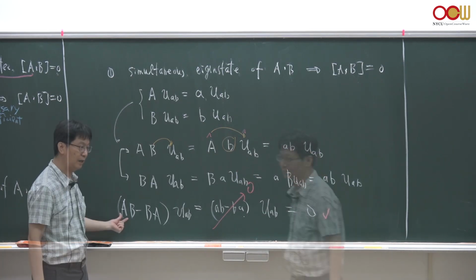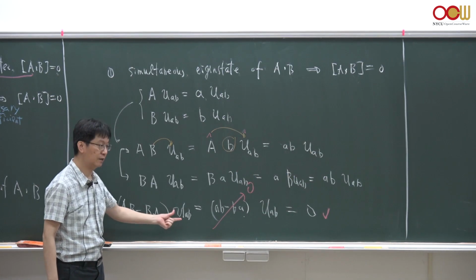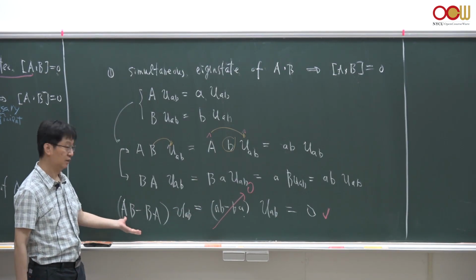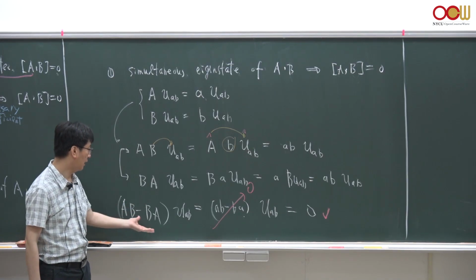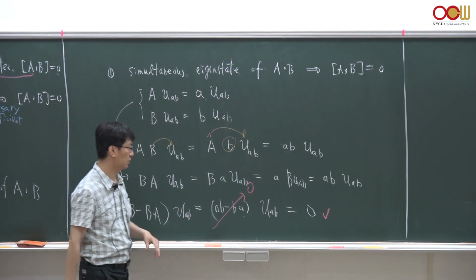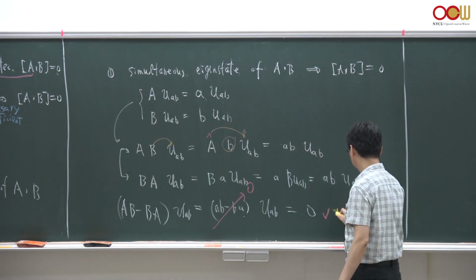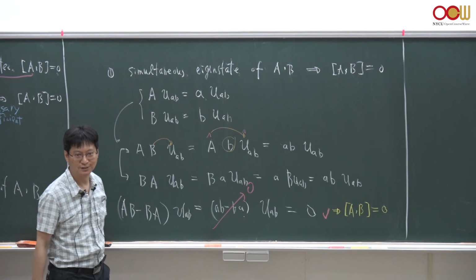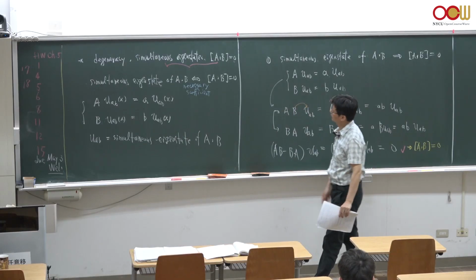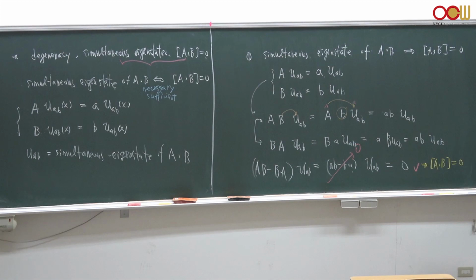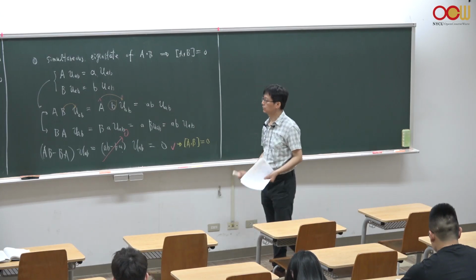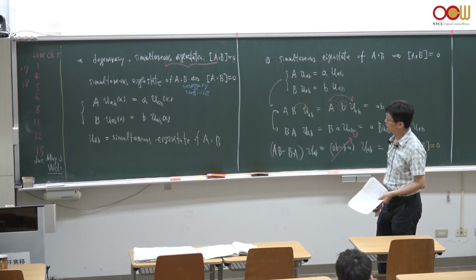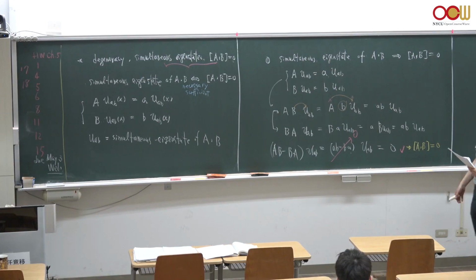Check. AB as the operator minus BA acting on this simultaneous eigenstate vanishes, which means that this must hold for any arbitrary, say, UAB. As a result, this commutator must vanish. Okay, so we proved it from the left to the right. So from now on, you should remember that if we have such simultaneous eigenstates of A and B, these two operators must commute.